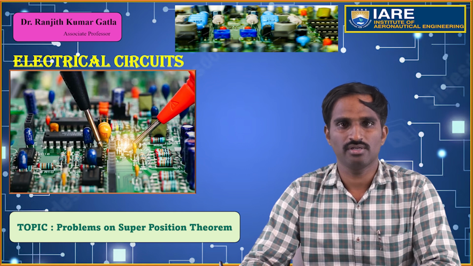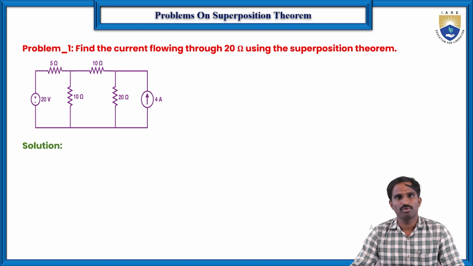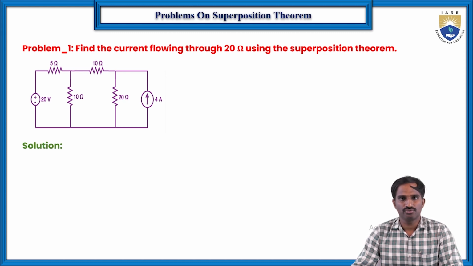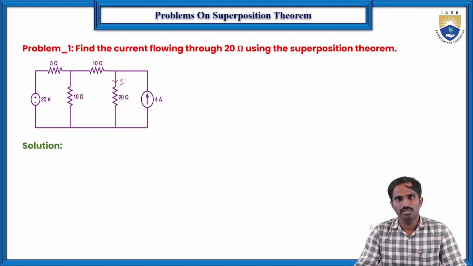We are going to apply the superposition theorem to various electrical networks to find the response across a given element. So the first problem is: for the electrical circuit shown in the figure, find the current flowing through the 20 ohms resistor. Here the 20 ohms resistor is here, and we have to find the current flowing through it. Let us consider it as I. We need to find this current by using the superposition theorem.